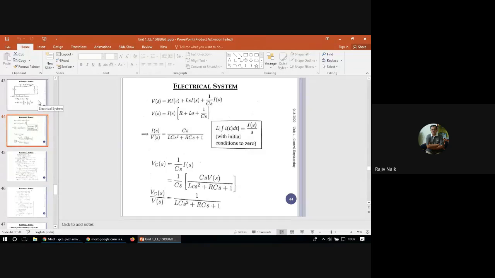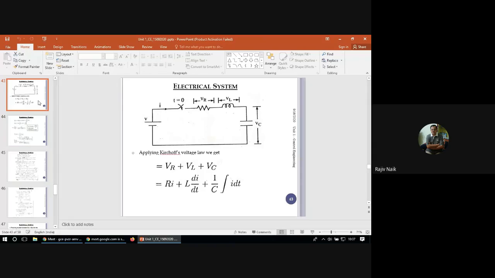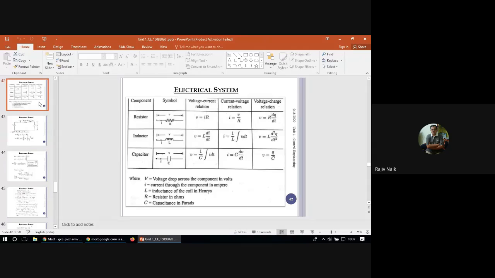Electrical system or mechanical rotational system. This is the electrical system. These are the basic components. So the inductor is like an inertia component, resistance is like a damper, and the capacitor is like a spring.